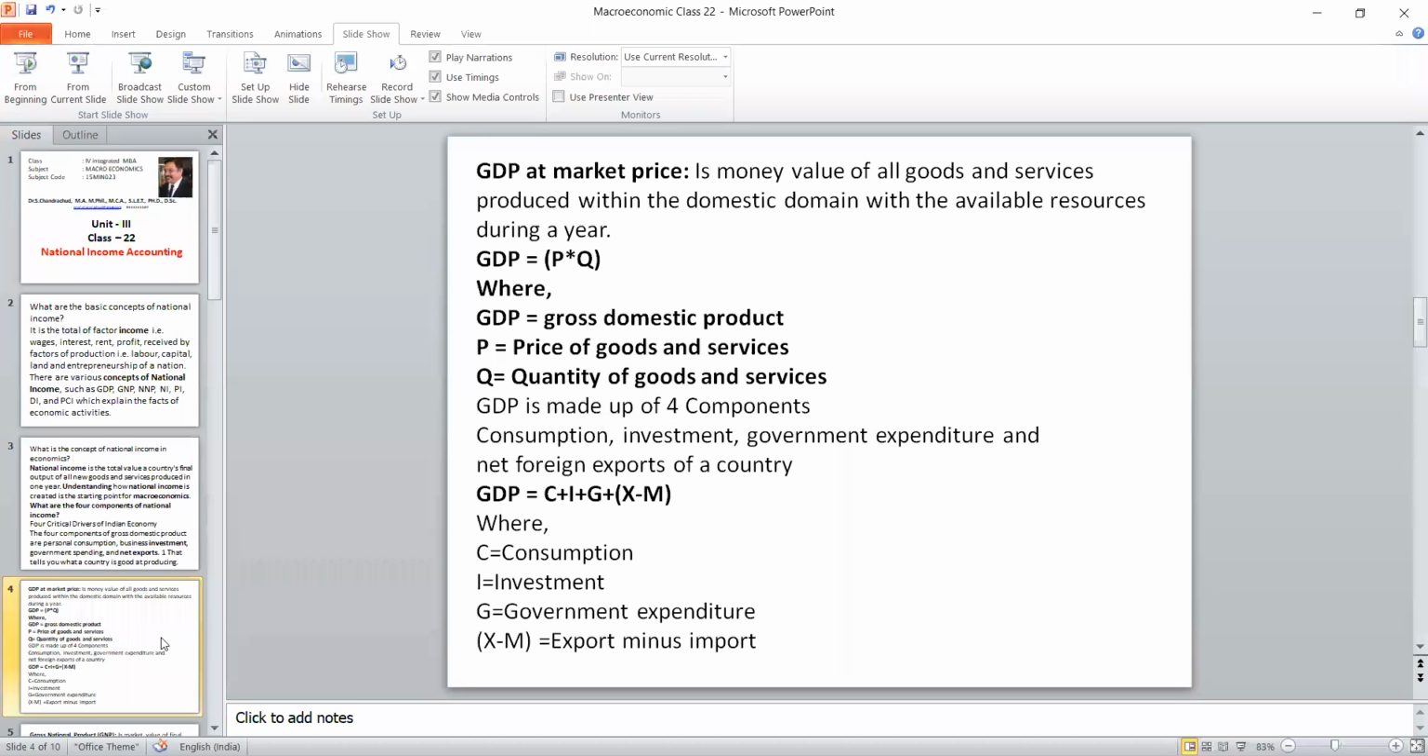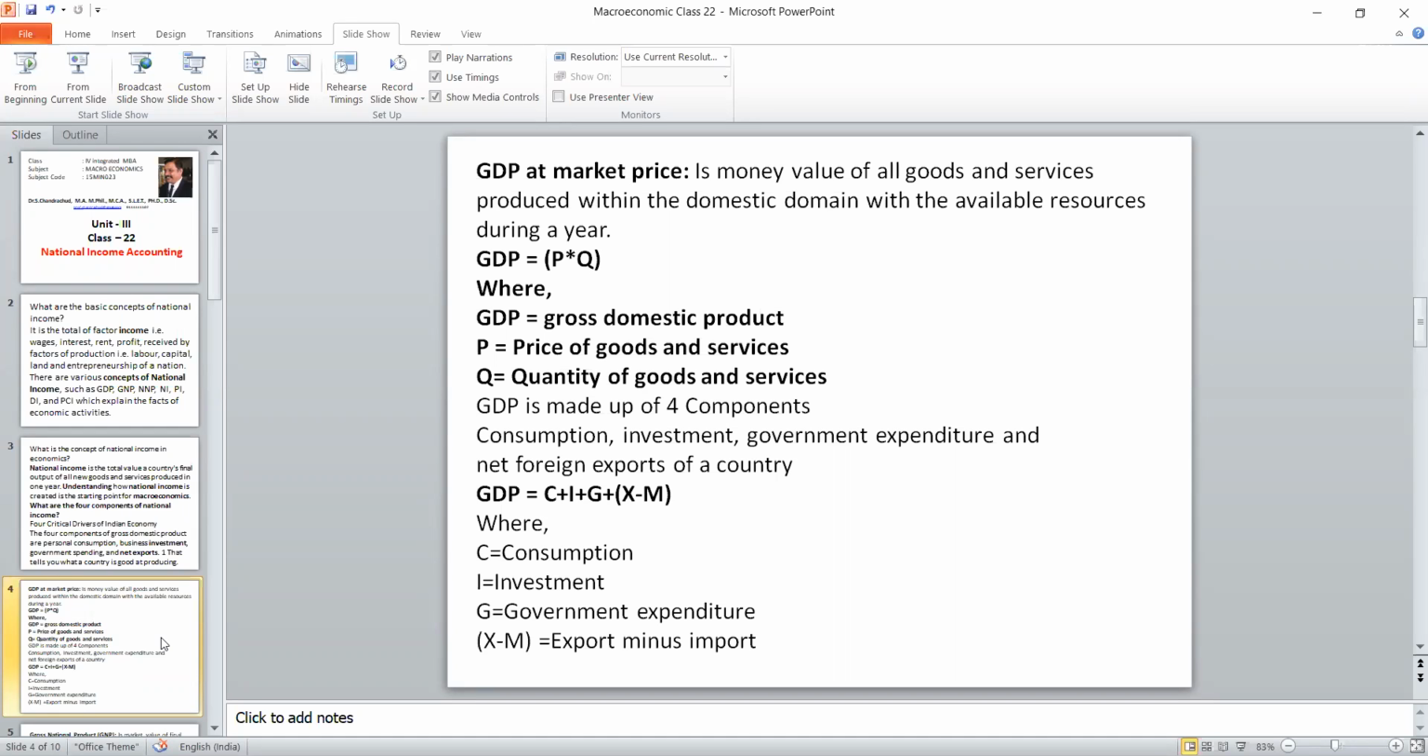Now we will see the elements of national income accounting one by one. First, what I am giving is GDP at market price. The GDP at market price is the money value of all goods and services produced within a domestic, meaning indigenous, territory, which is available in a particular year.